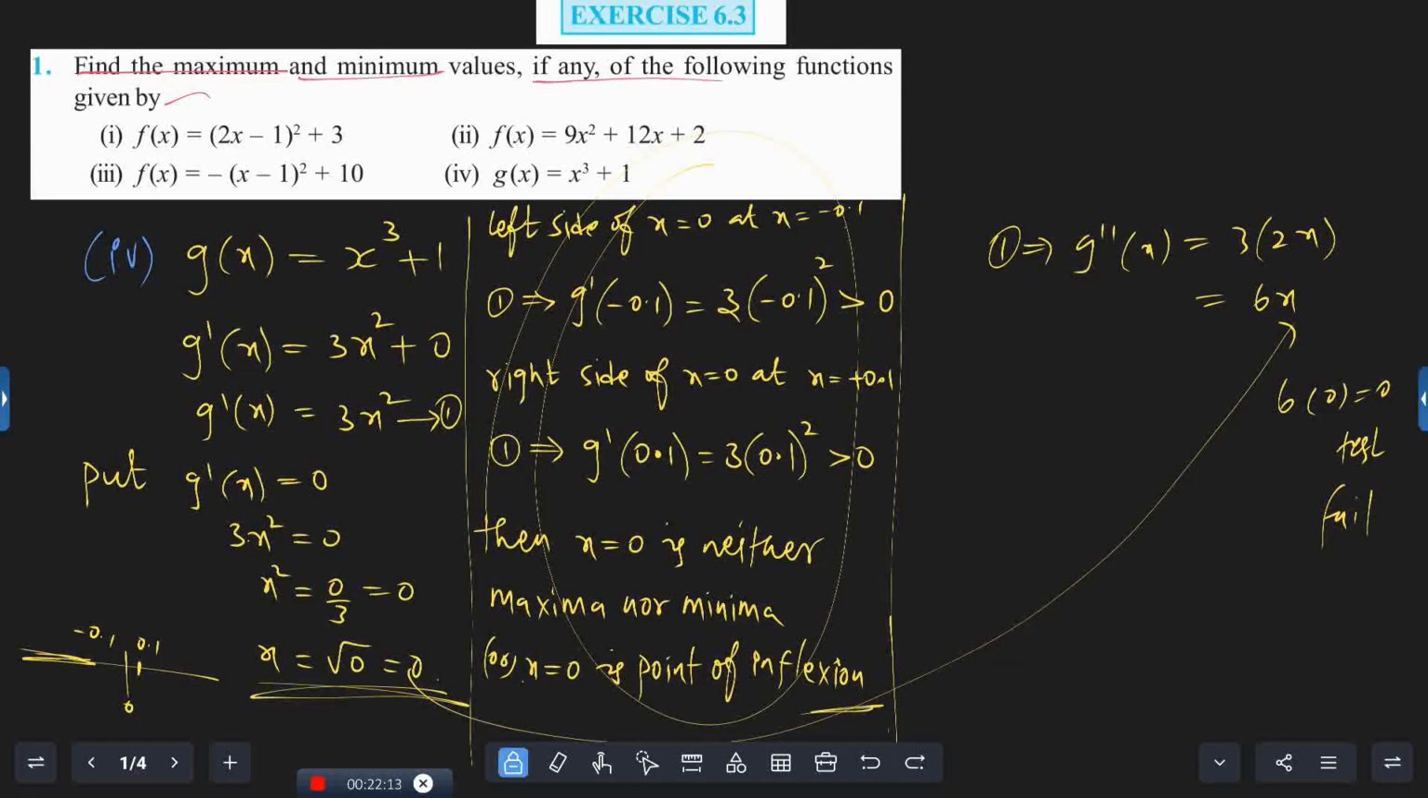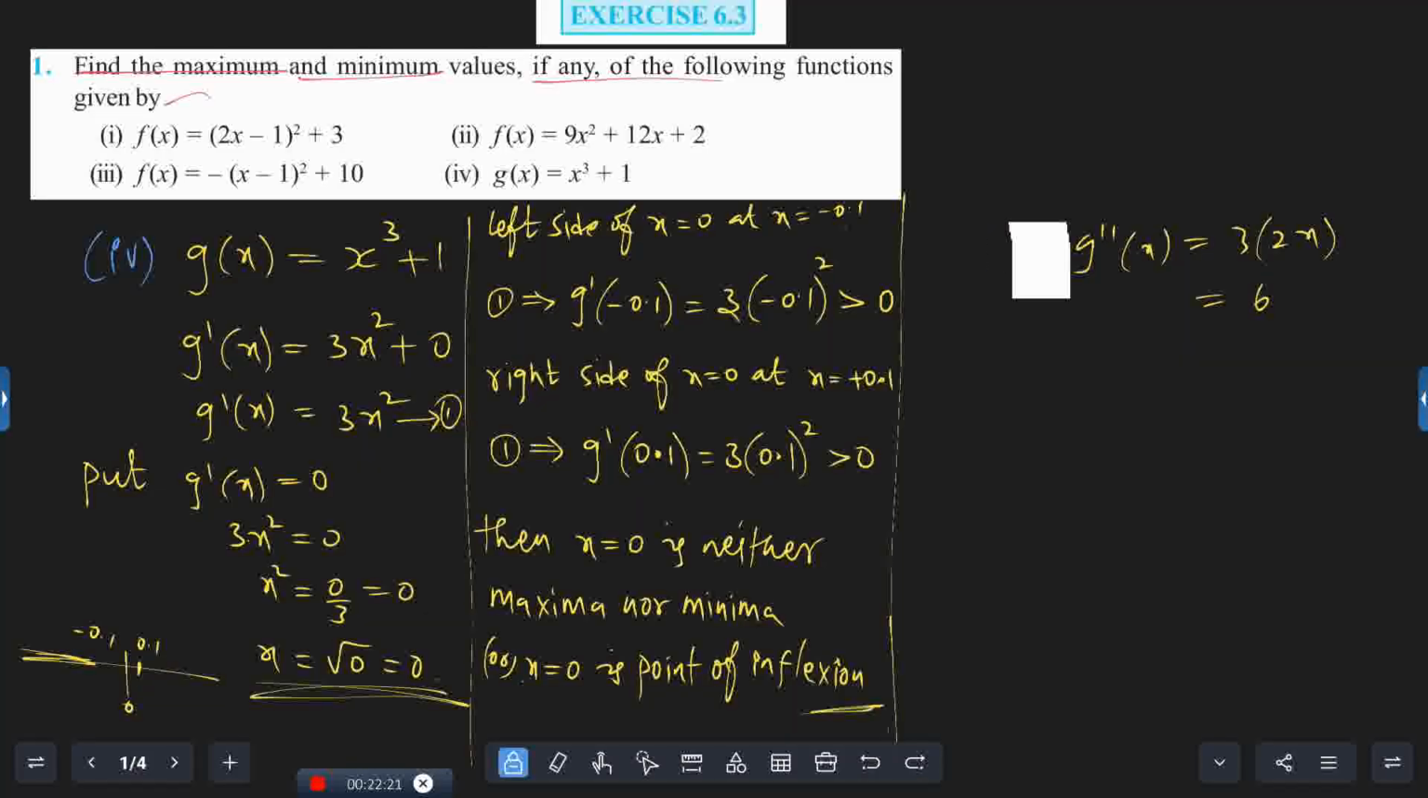So be careful, we didn't do that. Thank God we tried the first derivative test. Okay, first derivative test or second derivative test. So we got x equals 0 is a point of inflection, or neither maxima nor minima. Is it okay, Raja? Right.